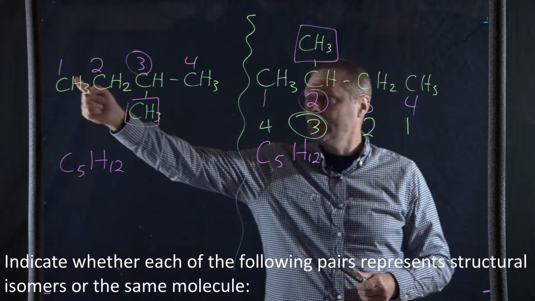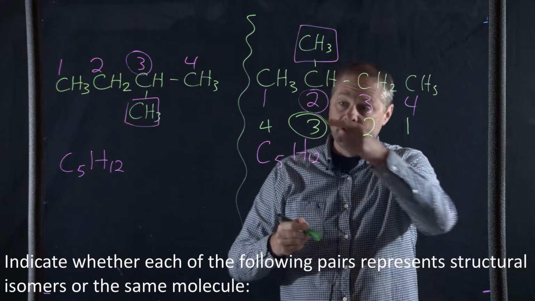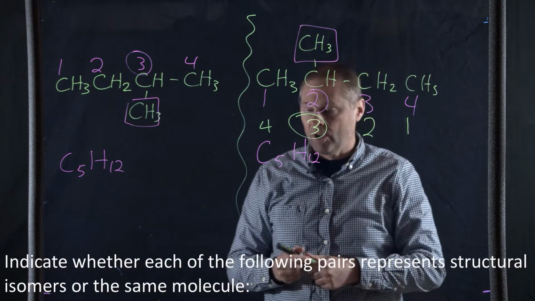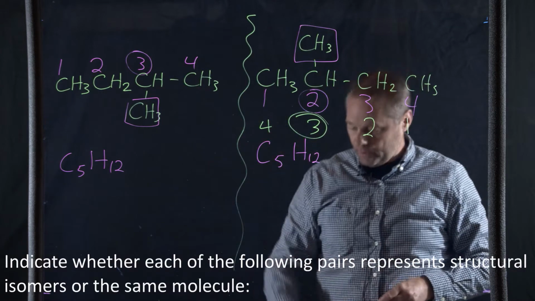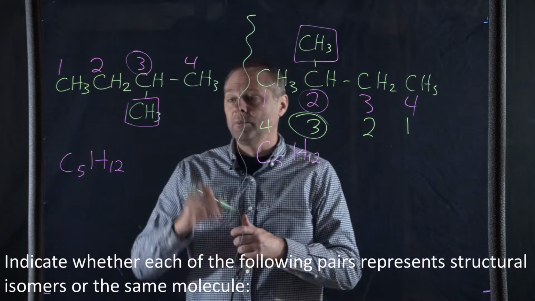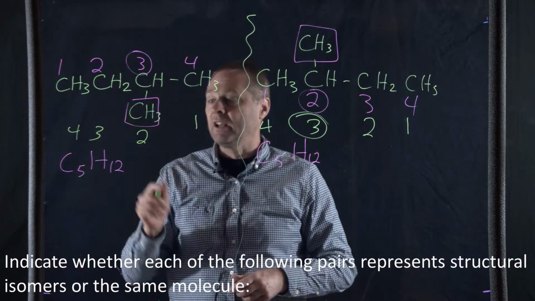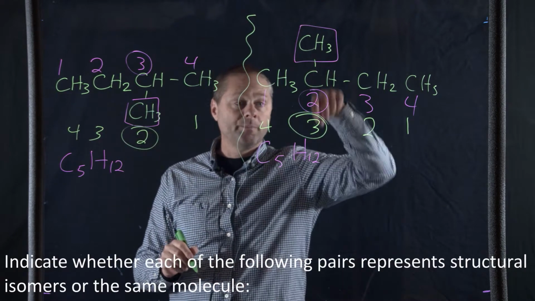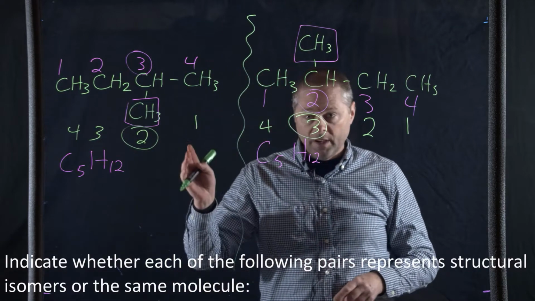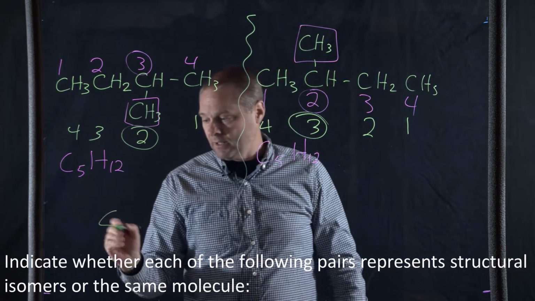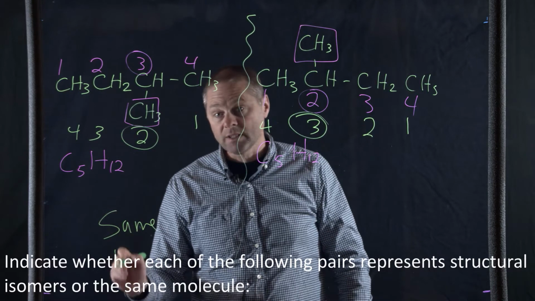All right? There's no reason I have to count this direction one that way. I could count the other way. Notice that's on the exact same carbon. Carbon 3, carbon 3. Likewise, I could count this now as carbons 1, 2, 3, 4 of this chain. Here it appears on carbon 2. All right? So because it appears on the exact same carbon, this is going to be the same molecule.